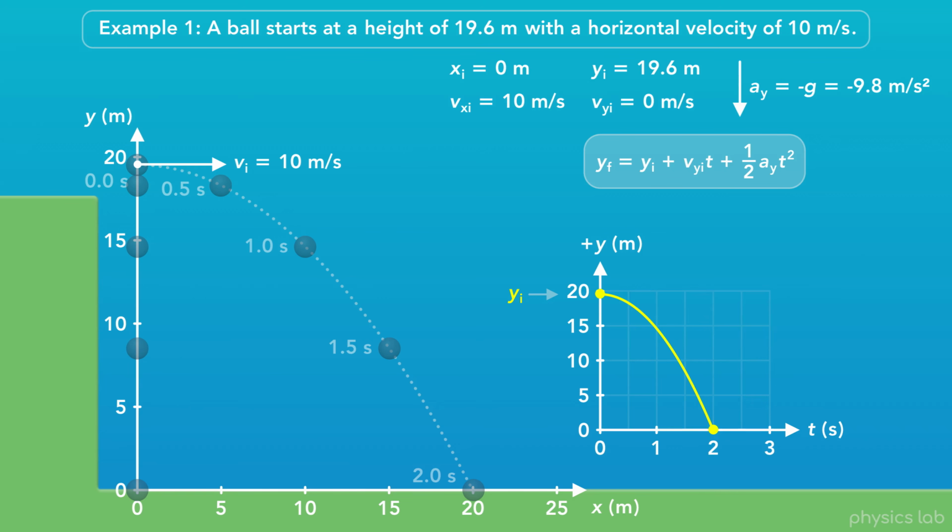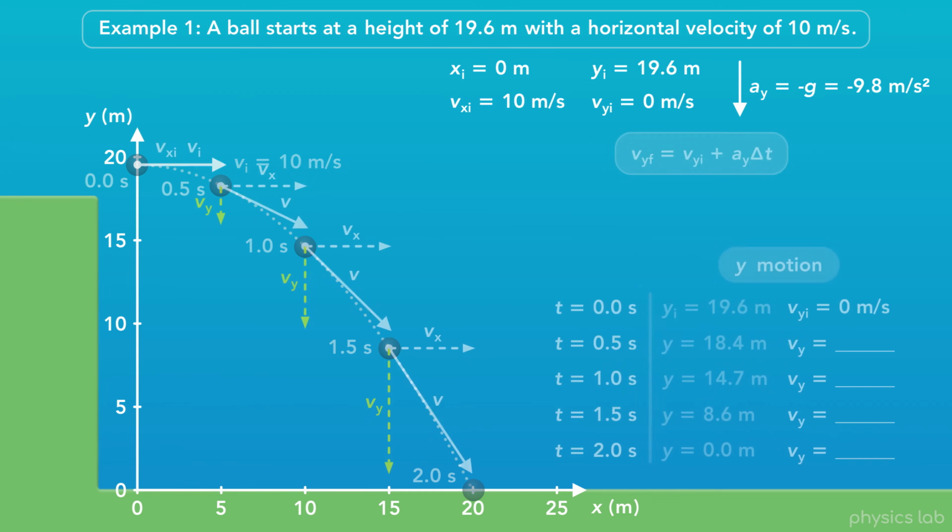Also, this is a graph of this function, which is the kinematic equation we used with the initial values, and it's written as the y position as a function of time. Now let's find the y velocity at each time using this equation. This tells us how the velocity is changing over time due to an acceleration.